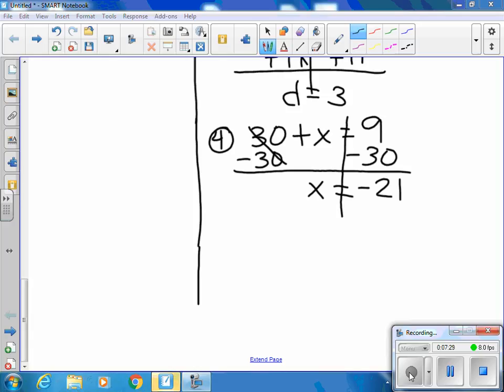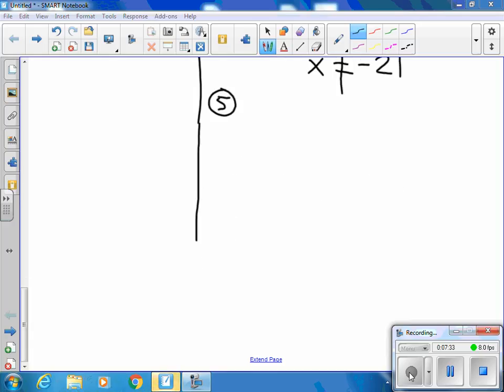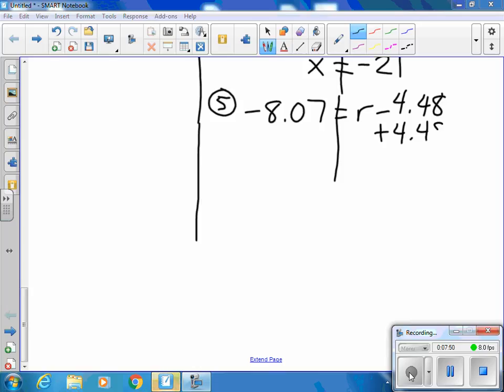Right? Along with all of these one-step adding and subtracting ones, we're going to find that you're going to have to deal with fractions and decimals. So let's start off with a decimal one, and then I'll show you what a fraction one looks like. If we have negative 8.07 equals r minus 4.48, okay, you can still see that you want to get the r by itself, so we have to undo minus 4.48, and that's where we would add 4.48 to both sides.